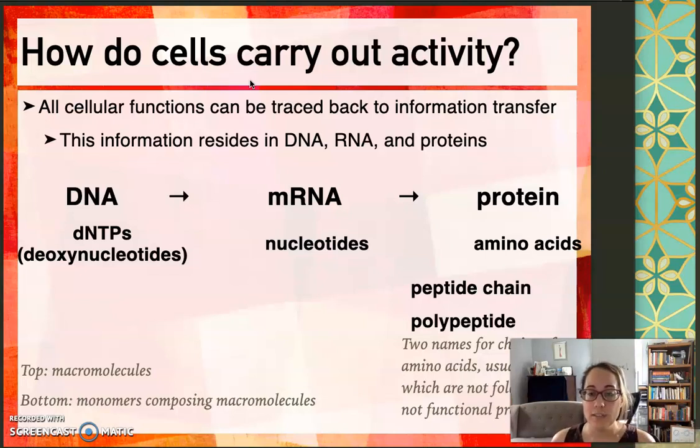Proteins are strings of amino acids, so those proteins are the polymers. The monomers are amino acids. Another name for proteins is a peptide chain or a polypeptide. So again, we discussed all of this yesterday and how important it is that these three different types of molecules and these stages in the cell are linked and how important that linkage is. And we'll keep coming back to this for the rest of the class, really.